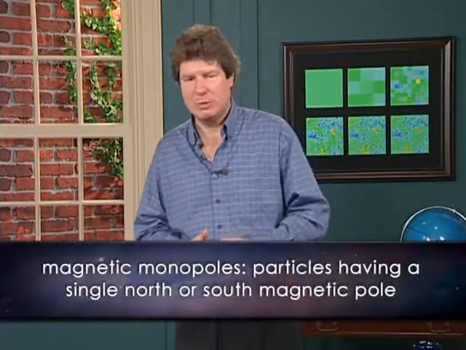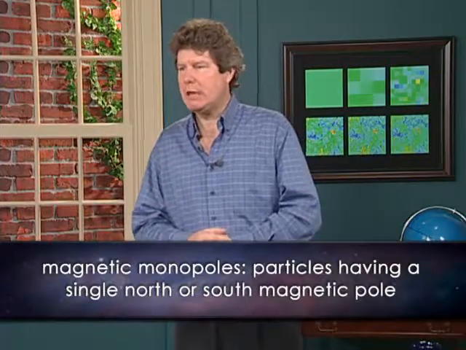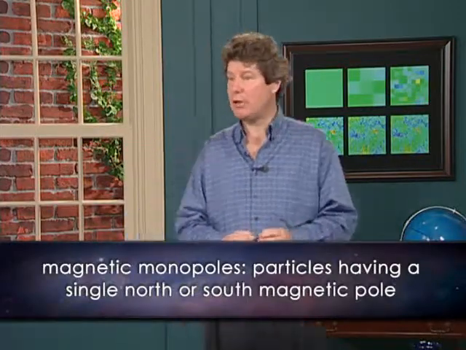So stated briefly, the standard hot Big Bang theory predicts that the universe should be filled with rather odd particles called magnetic monopoles. They have the peculiar property of having a single north or south magnetic pole. Now, the reason the standard Big Bang predicts so many monopoles is actually a version of the horizon problem, but it applies not at the time of the microwave background, but at the time of the GUT transition, at 10 to the minus 36 seconds.